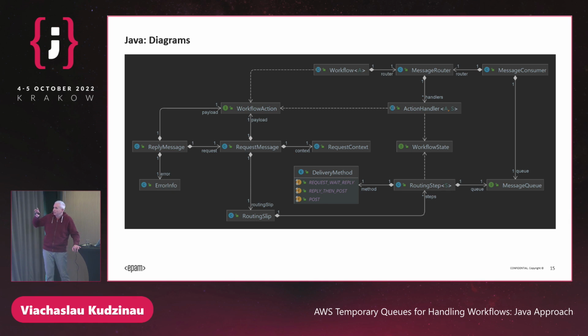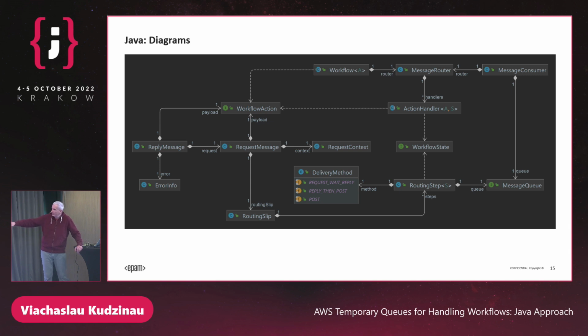So first of all, we identified, we have request message. Request message is actually included into reply message. Reply message can give us error. So we need to keep context, user information, user profile. And every request message basically has a routing slip, meaning the steps it needs to follow through the workflow processing. And routing step basically commands us which delivery method we use and which message queue we need to post.